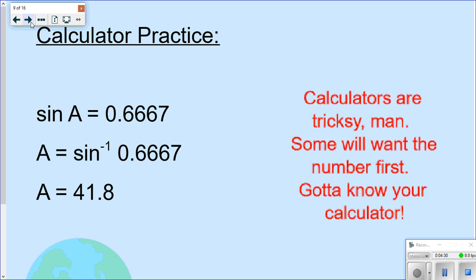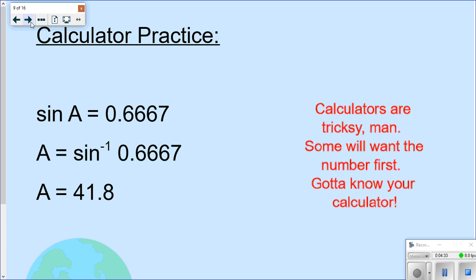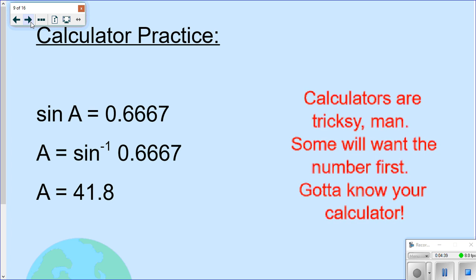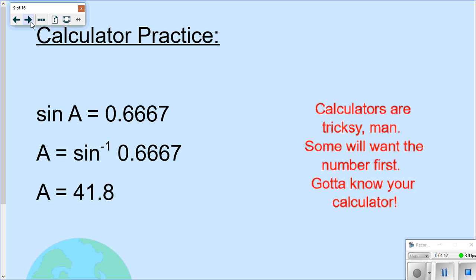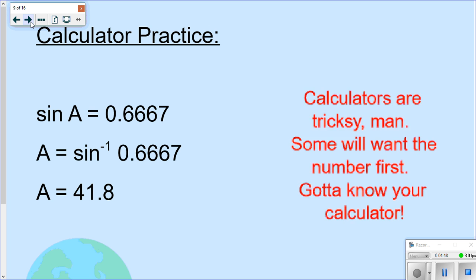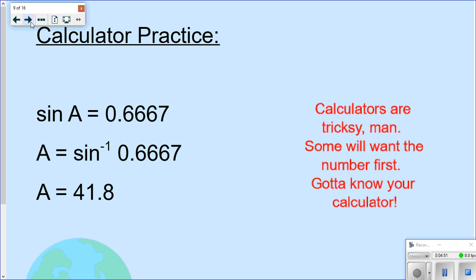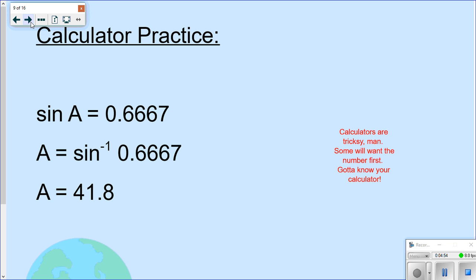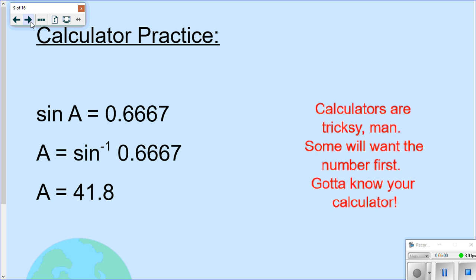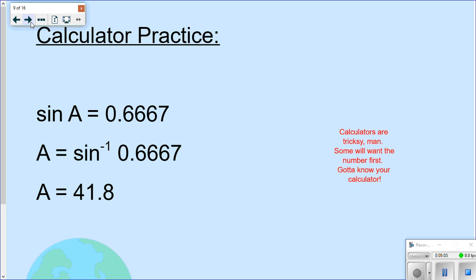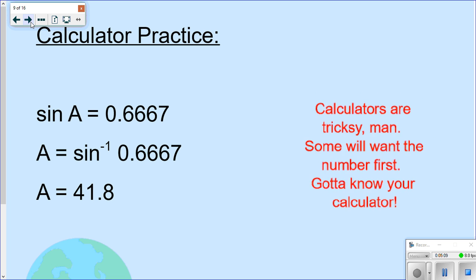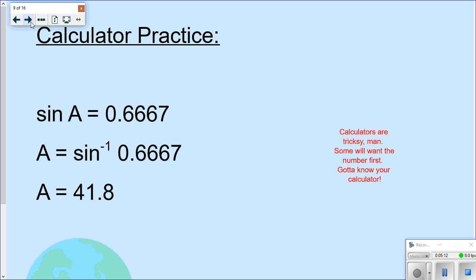Now, calculators can be a pain in the butt. Some of your calculators are going to want you to put in decimal .6667 and then shift sine. Some of them are going to want shift sine, decimal .6667. I have a bunch of calculators at home, and some of them do it one way, some of them do it the other. You just have to know your calculator. This is why I always tell you, whatever calculator you're going to use on the test, that's the calculator you should be using in your homework so that you know how to use it when the test time comes. I never stop you from using your cell phones, but I do say it's a bad habit because on the test, you're going to lose time trying to figure out how to use your calculator when you should already know.